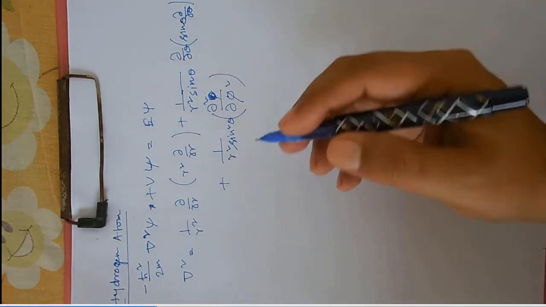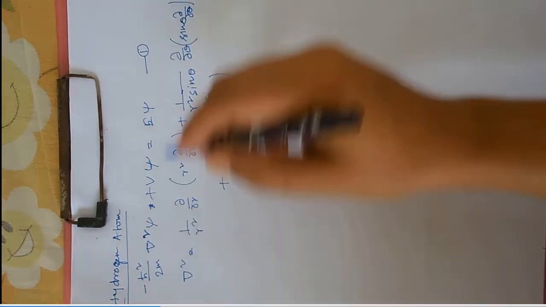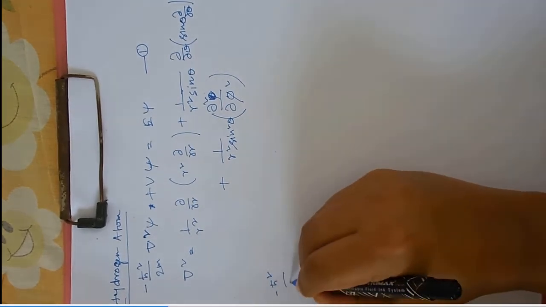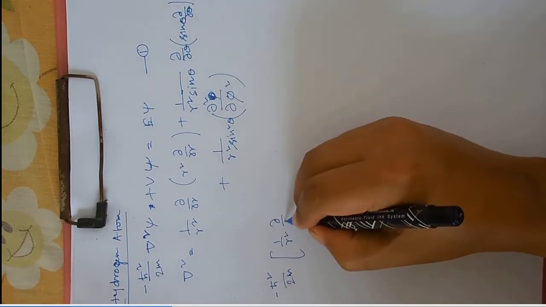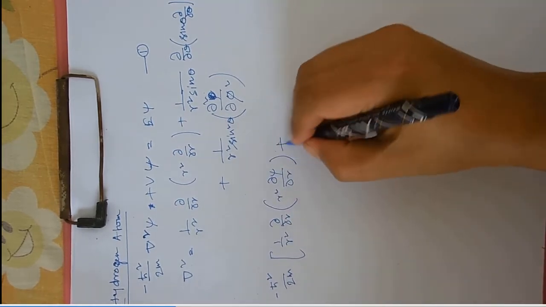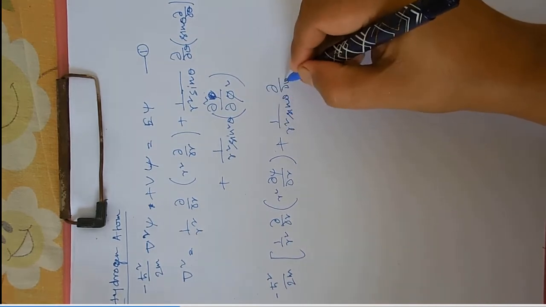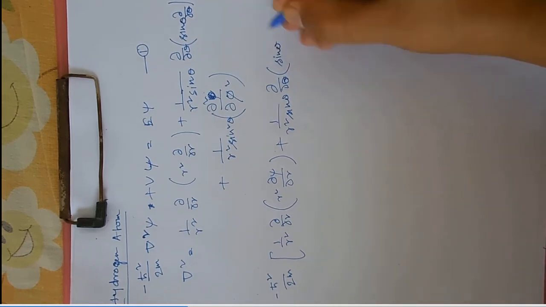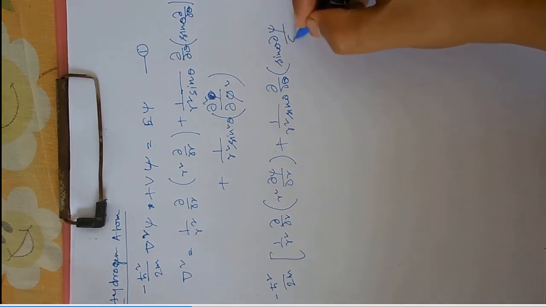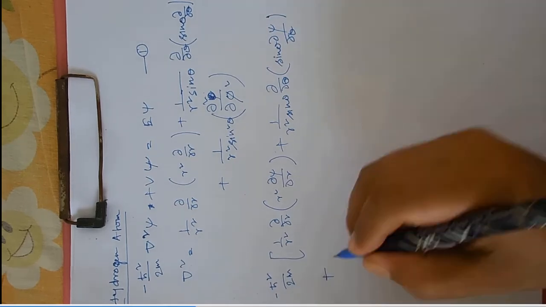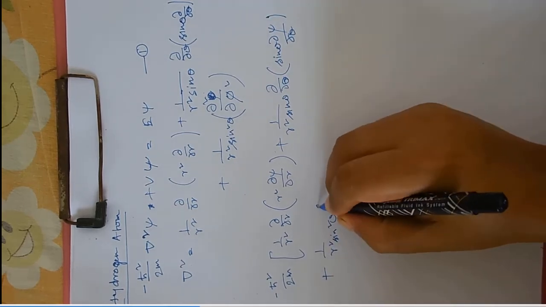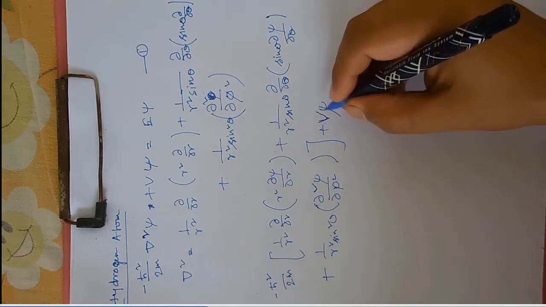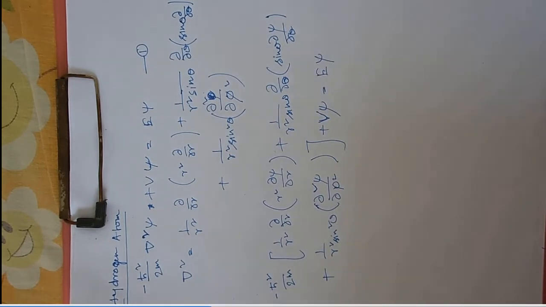If I put this grad square form in equation 1, I will get this: minus h bar square by 2m times 1 by r square del del r of r square del psi del r, plus 1 by r square sin theta del del theta of sin theta del psi del theta, plus 1 by r square sin square theta del square psi del phi square, plus V psi. Here V is the potential.